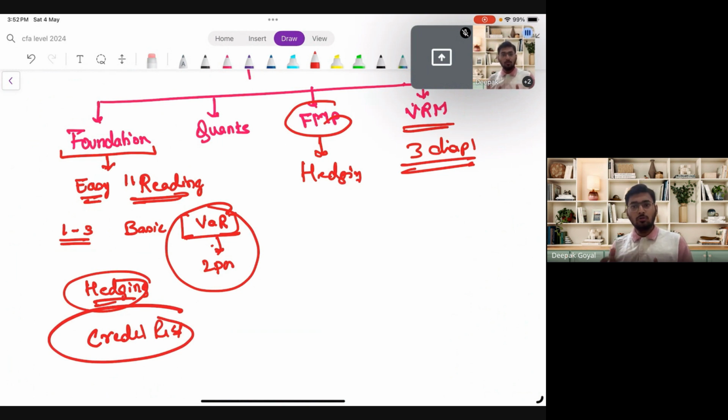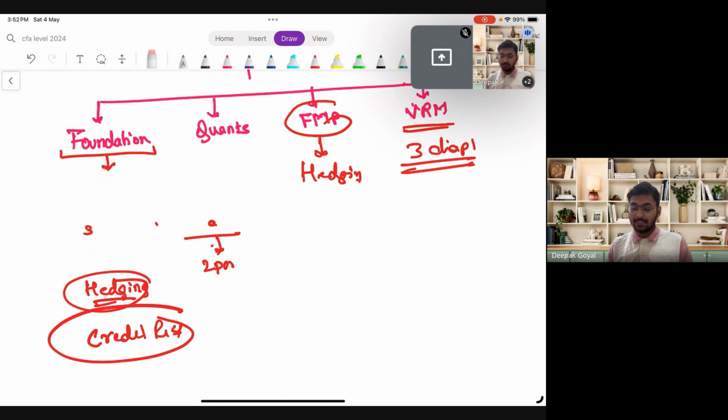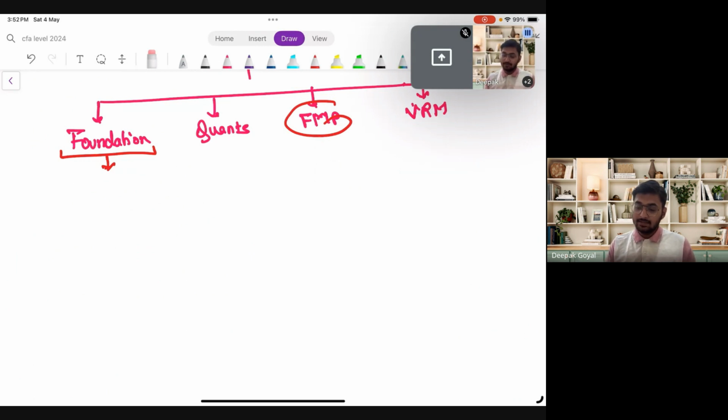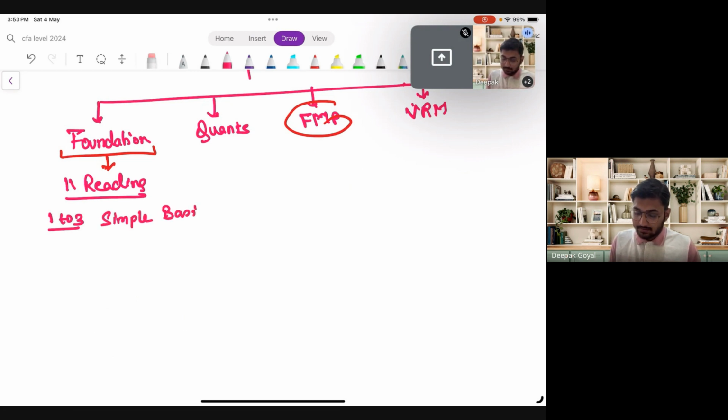Clear? So go slow, but go strong and keep faith in yourself that yes, you can do it. Because everything will come and will be explained in detail. Clear? Now, as you know, there are 11 readings in the foundation, out of which 1 to 3 are very simple, just basics. Okay, can be easily understood.